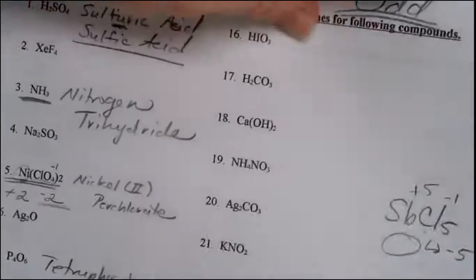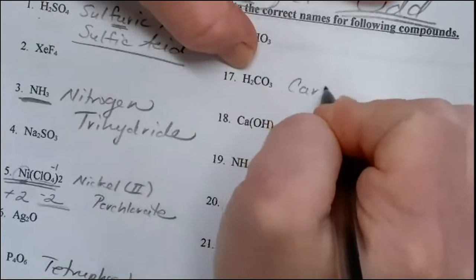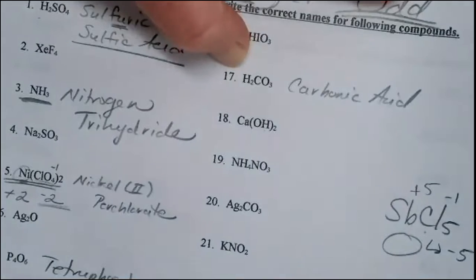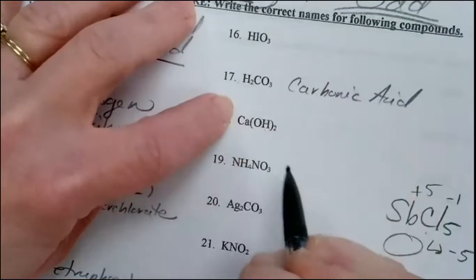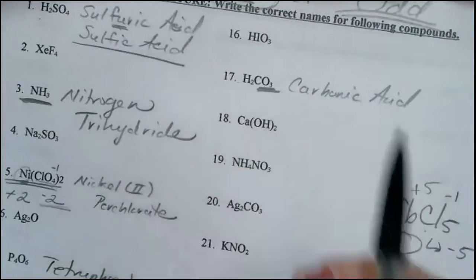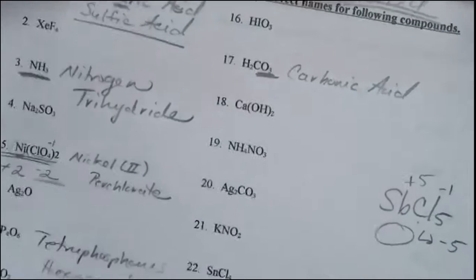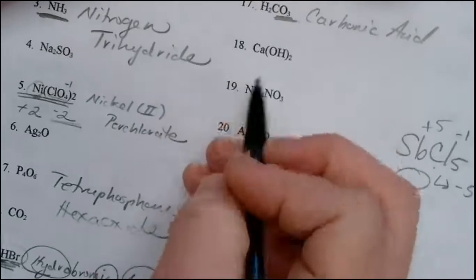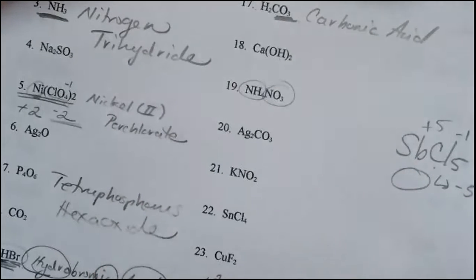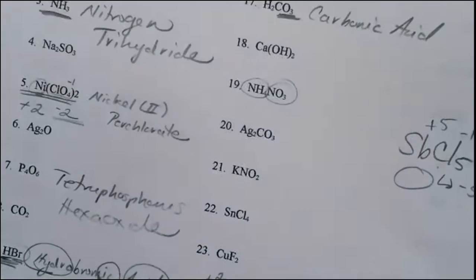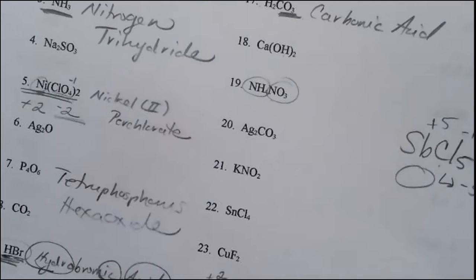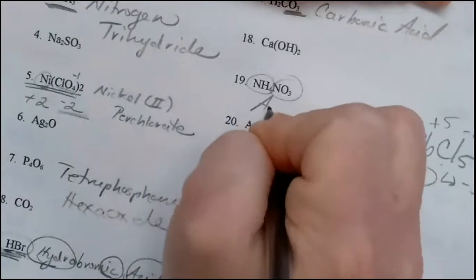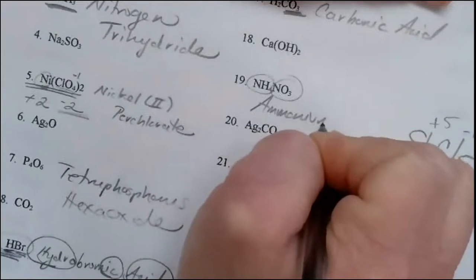So then the right column, 17 would be carbonic acid. No prefix of hydro because it's not just hydrogen with one other element. This is carbon, and -ate changes to -ic. 19, bravo for seeing two polyatomic ions. The only time we adjust polyatomic ion names is if it's an acid with hydrogen. So this is simply ammonium nitrate.